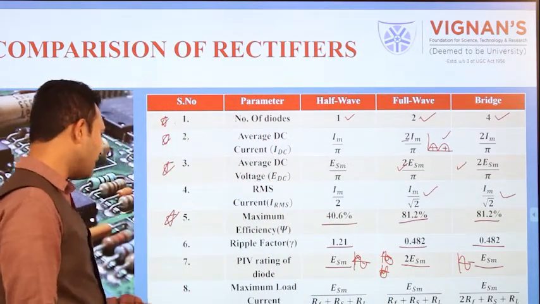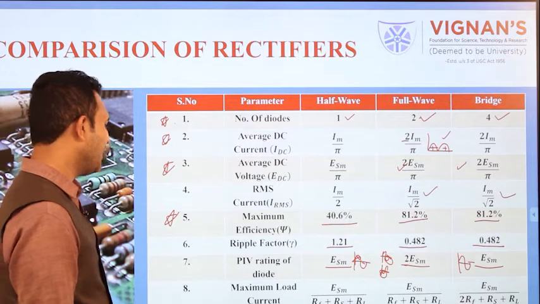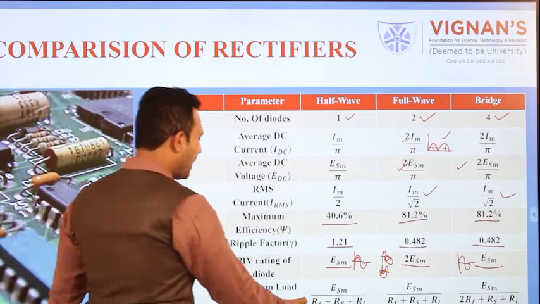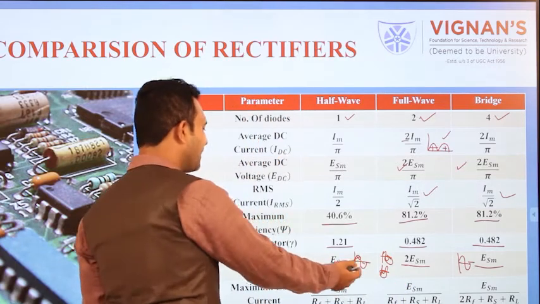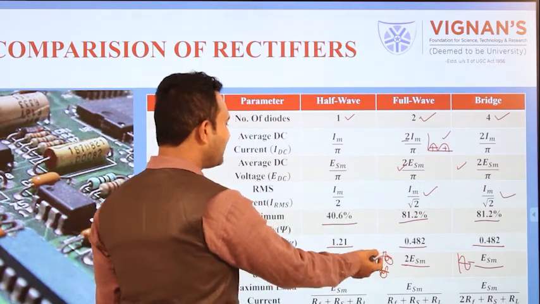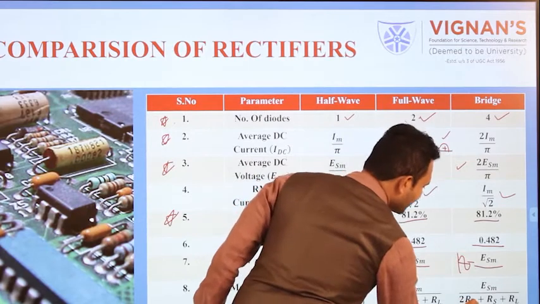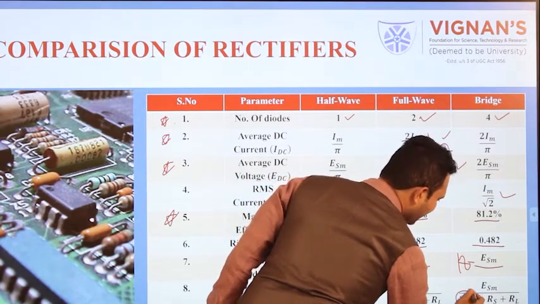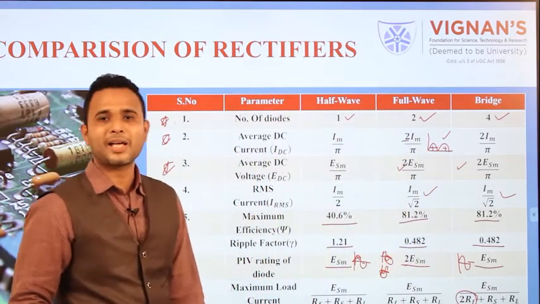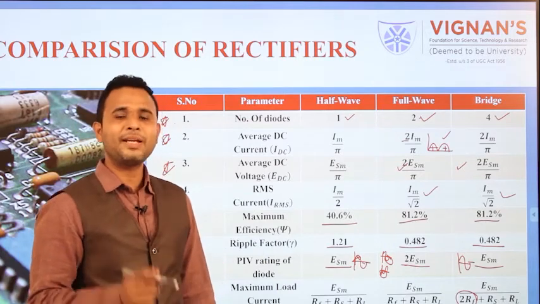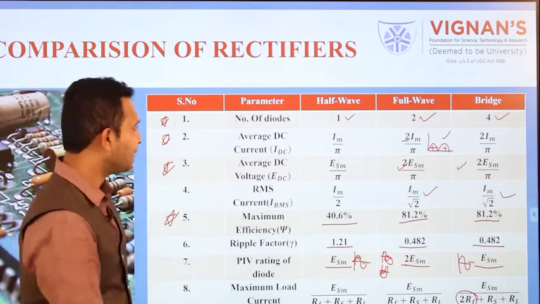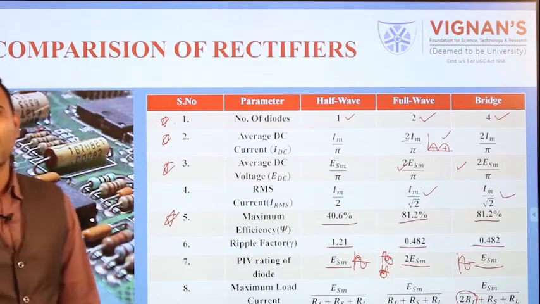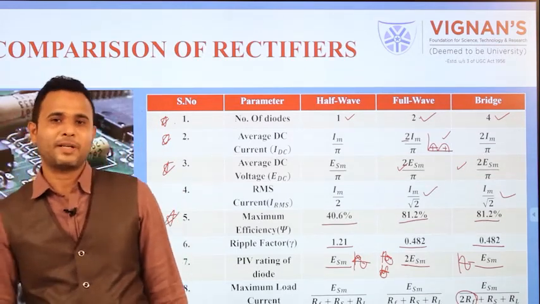The last point is the maximum load current. Load current is Esm by Rf plus Rs plus RL. Here also Esm by Rf plus Rs plus RL. But for the bridge rectifier it is 2 Rf, because at a time 2 diodes are in forward bias. That's why we take twice the resistance, 2 Rf. This is the comparison of the different rectifiers, right?